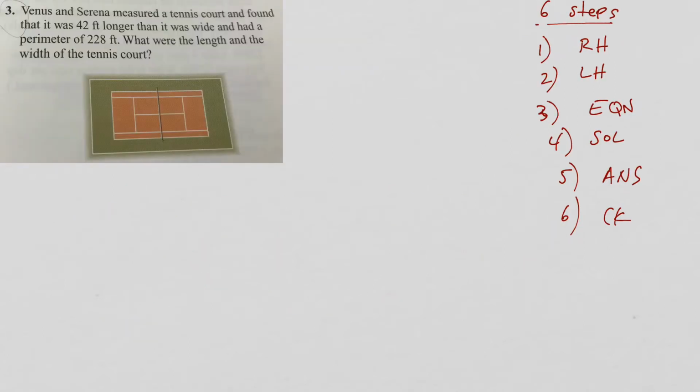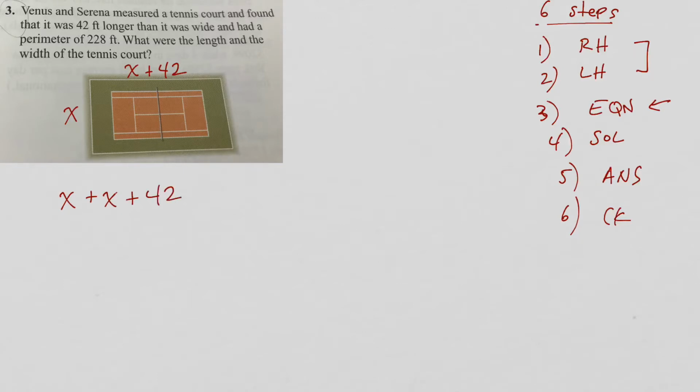All right, number 3. Steps 1 and 2, if you can draw this and not write it out, it can be a lot easier. So when we look at this, it said that they found the length was 42 feet longer than it was wide. So we don't know this side, that's x, but this is 42 feet longer. Now, that's the left and right hand side. The equation is that we take the 2 sides and add them up.